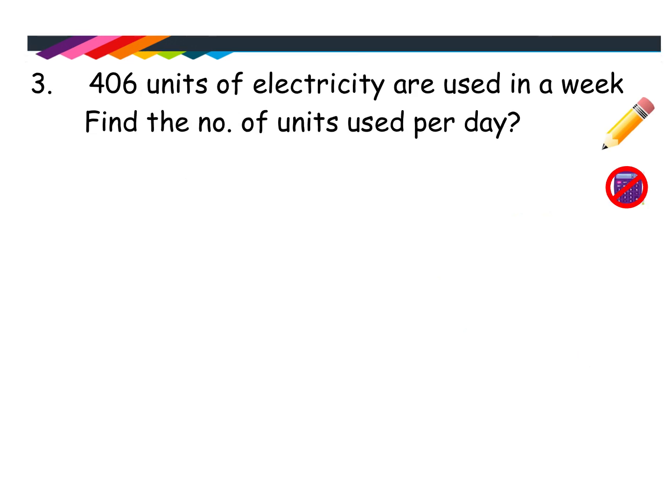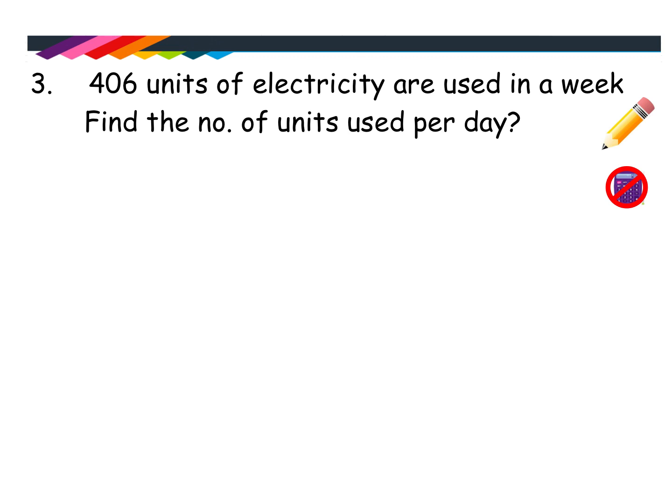Question 3. 406 units of electricity are used in a week. Now, if you don't know what that means, your parents should all have some kind of meter reading or a smart meter, and it tells you how many units of electricity you've used, and the cost of their bill is based on the number of units they've used, okay? So we have used 406 units in a week. We want to know how many that is per day.